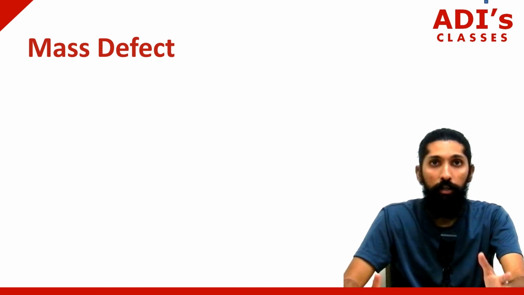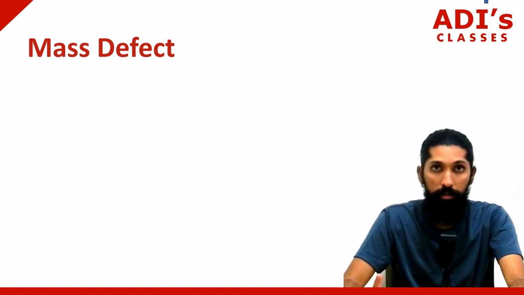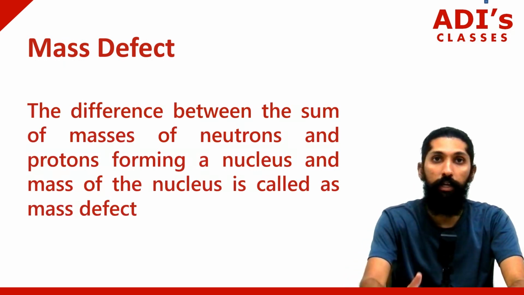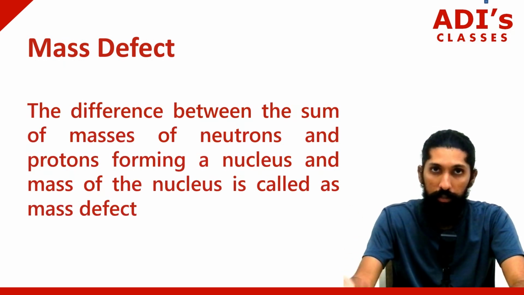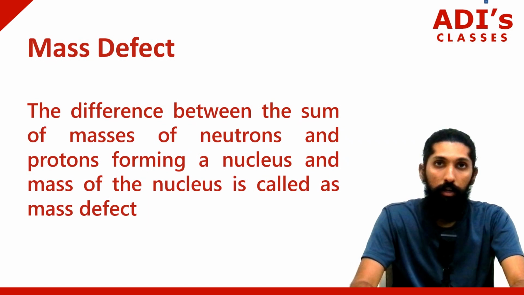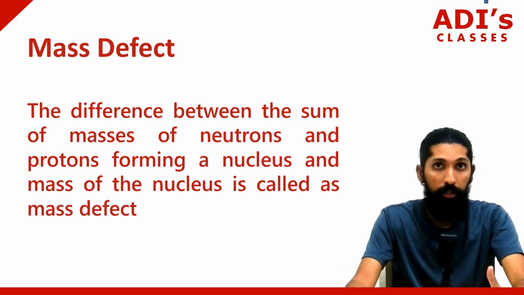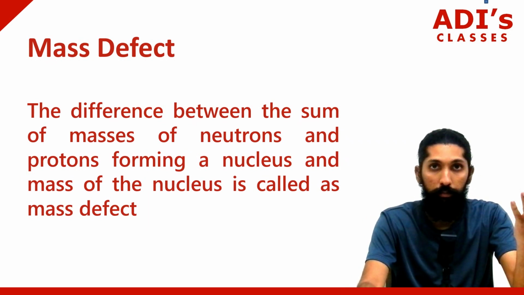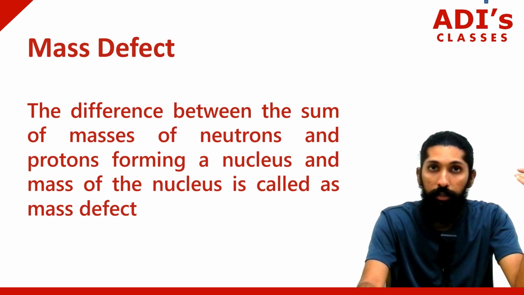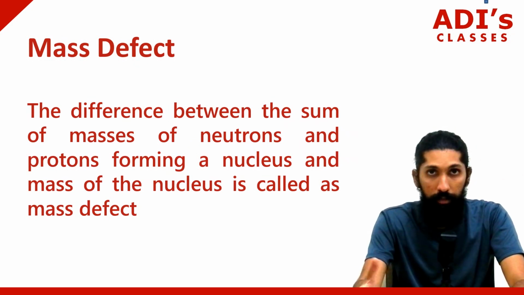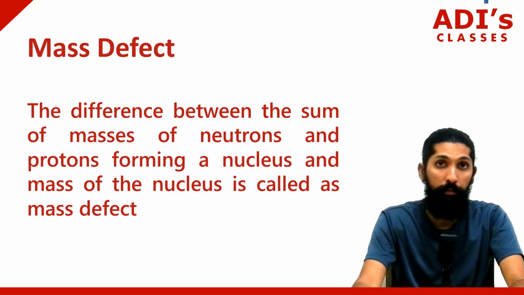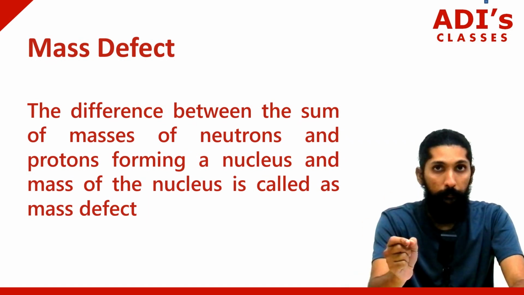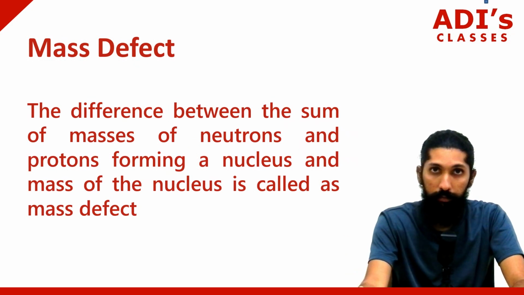Now, what is mass defect? First we take the sum of protons and neutrons separately, and we take the mass of the nucleus, the atomic mass of the nucleus. Now if you take these two separately and measure them, there is going to be a change in the mass. Suppose the mass of the protons and neutrons together is, let's say, 6 AMU, and the nucleus mass is 5.8 AMU. You see the defect?